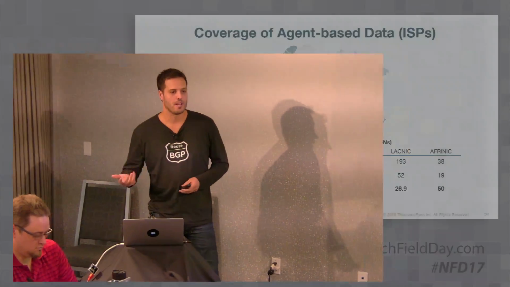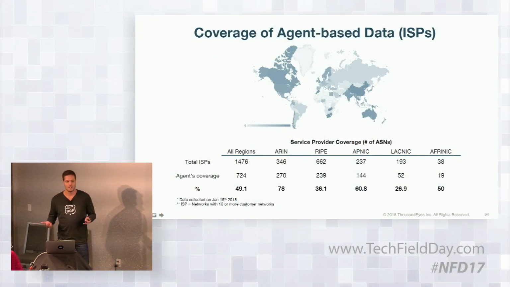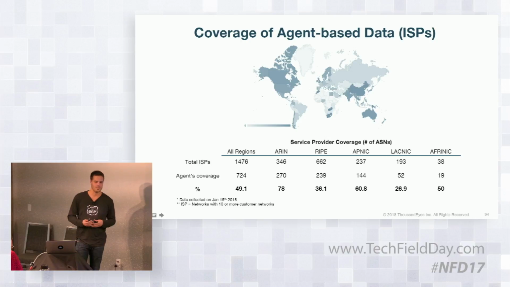All right, so a question arises: how much of the internet do we cover with the agent data? We have 150 locations, we have thousands of agents, but what does that really mean? How much are we covering with all those agents? So we tried to get some sense of that.